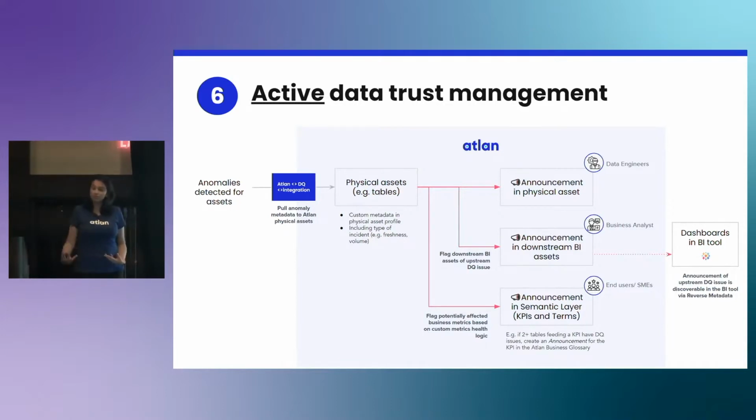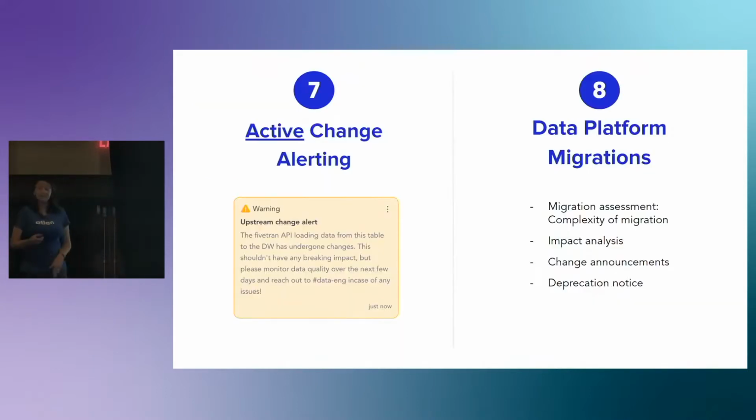These are some of the use cases of metadata where you can go from humans starting to take action on your metadata to systems automatically starting to take actions with your metadata. Some other use cases, I'll go quickly: active change alerting works very similarly. If there's a change upstream, a change in the way Fivetran's loading your data, that same change alerting announcement auto-propagates all the way down to all your data team members, but also your business consumers.